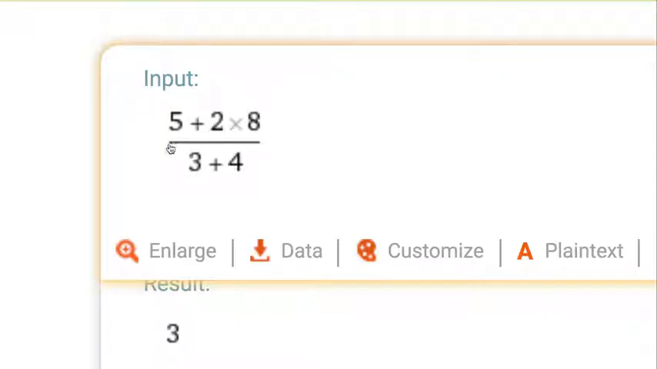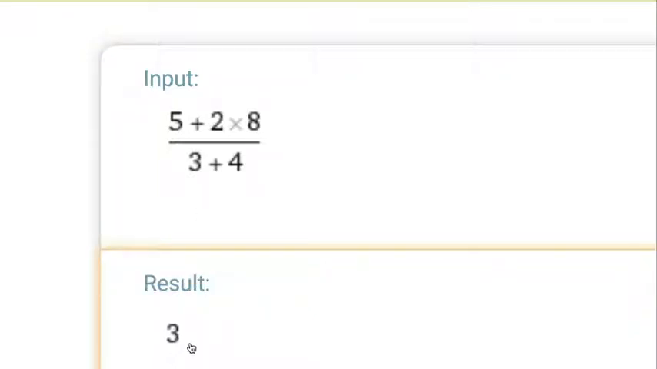So if you do this, this is 5 plus 2 times 8. 2 times 8 is 16. We do that before the addition, so 5 plus 16, that's 21, divided by 7 should be 3. Oh, and the result is given here, result 3.